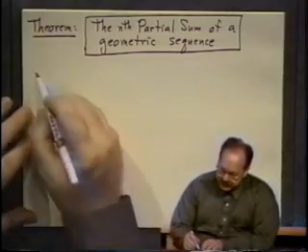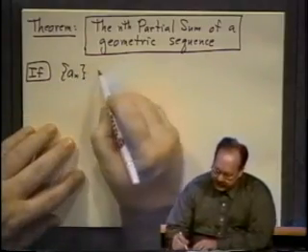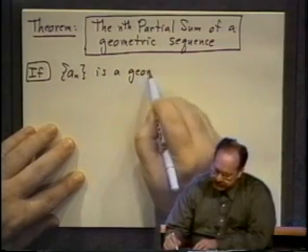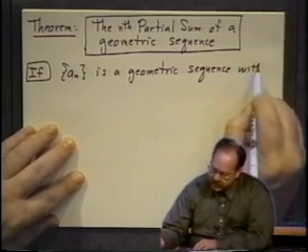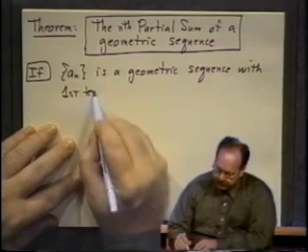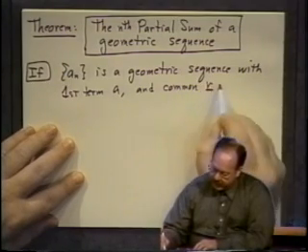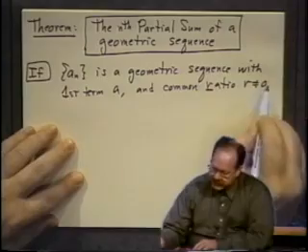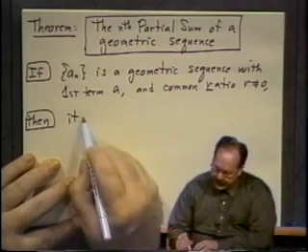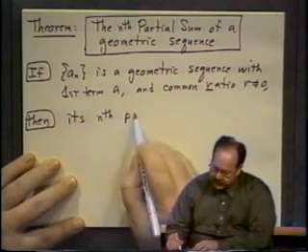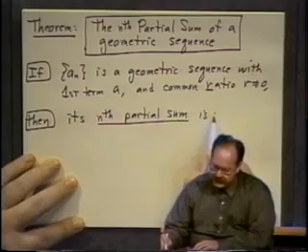So the nth partial sum of a geometric sequence goes like this. If, and again I have to give the statement, if a_n is a geometric sequence, with the usual first term a and common ratio r, r not equal to 0, then, and here's the formula, it's going to turn out to be quite nice later on, then its nth partial sum, if you add up the first n terms, is the following.